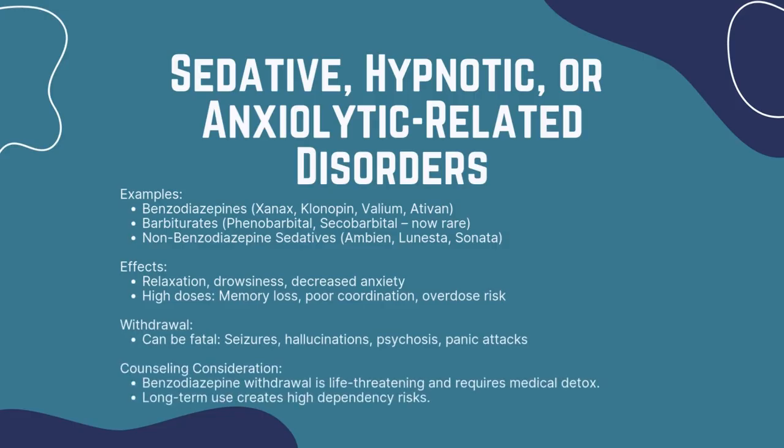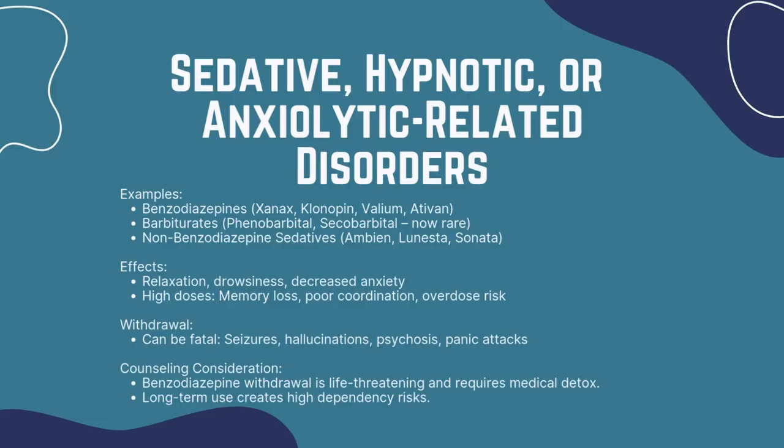Sedatives, hypnotics, and anxiolytics are central nervous system depressants like alcohol. They primarily are used to reduce anxiety, induce sleep, and promote relaxation. This category includes benzodiazepines like Xanax, Klonopin, Valium, and Ativan. There are barbiturates like phenobarbital and secobarbital. And non-benzodiazepine sedatives, the Z drugs, are Ambien, Lunesta, and Sonata. While these medications can be highly effective when used as prescribed, they also have a high risk of dependence, tolerance, and overdose, especially when combined with other depressants like alcohol or opioids.